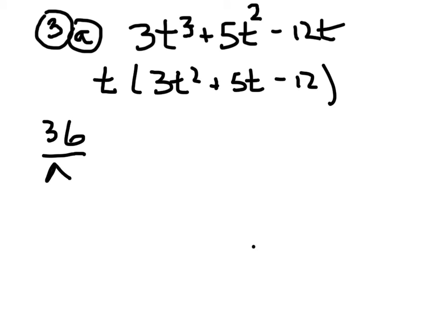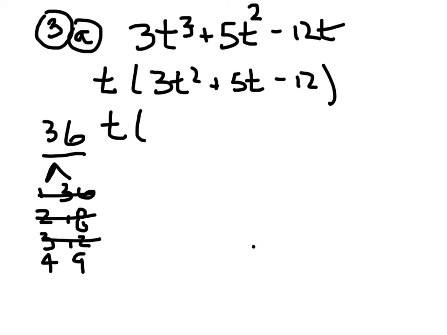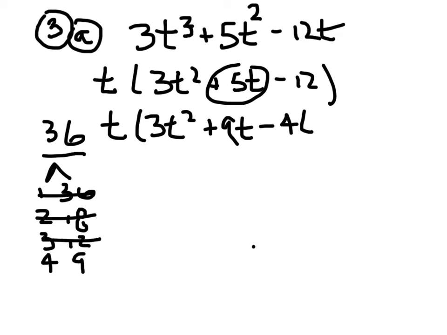Now 1 and 36 don't work well because they add up to be 37 and they're different by 35. 2 and 18 don't work well because they add up to 20 and they're different by 16. 3 and 12 don't work because they add up to 15 and they're different by 9. But 4 and 9 work because they add up to 13, but they are different by 5. So I'm going to go ahead and replace this 5t with a positive 9t minus 4t.